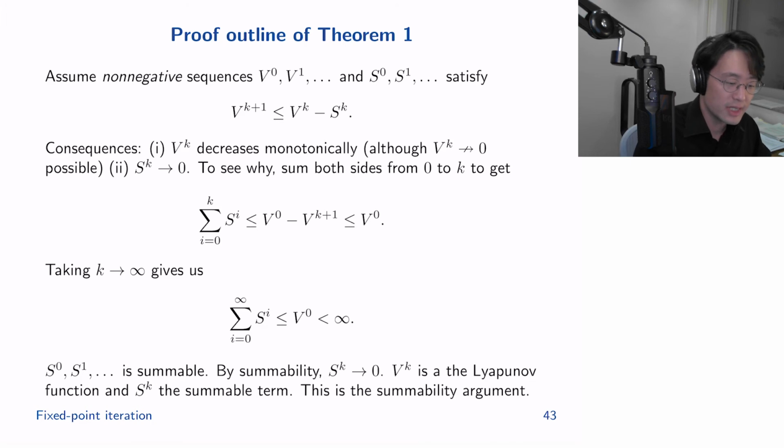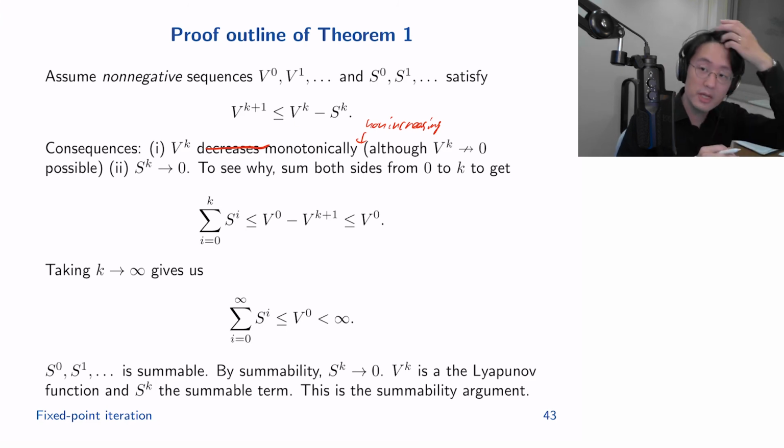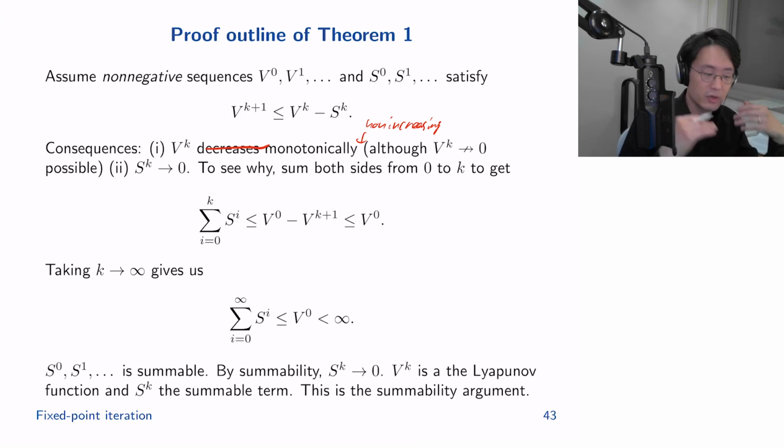If these sequences satisfy this inequality, then the consequence is that the sequence v_k decreases monotonically, because v_{k+1} is less than or equal to v_k. So v_k is a monotonically decreasing sequence, and here I should say monotonically non-increasing, but that doesn't necessarily mean that v_k converges to 0.